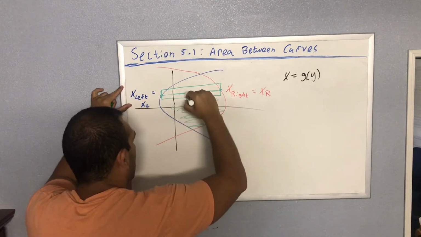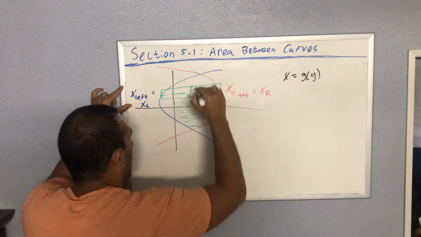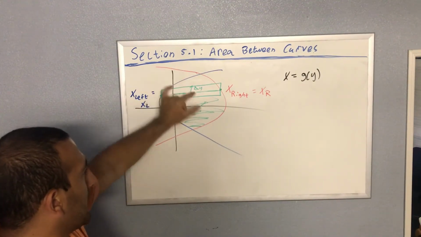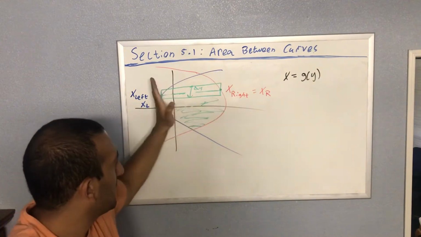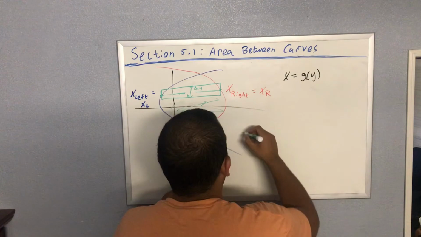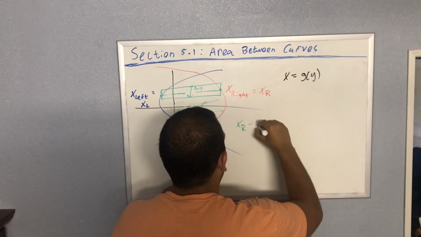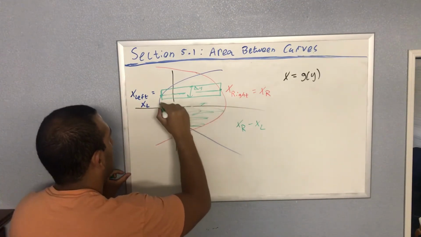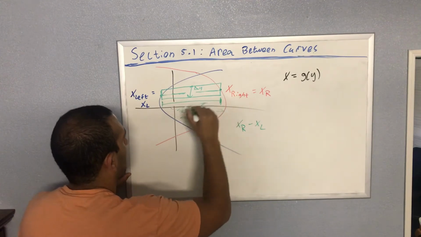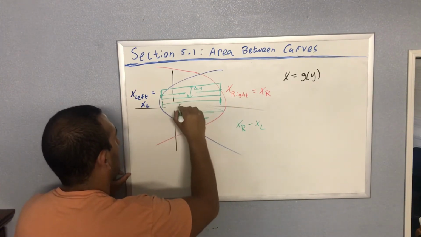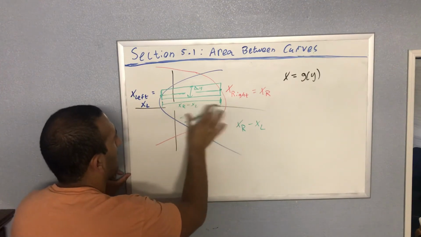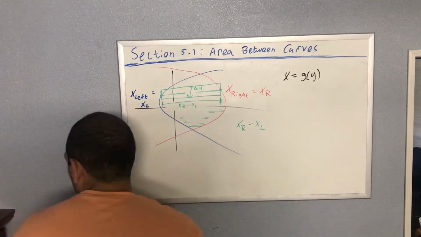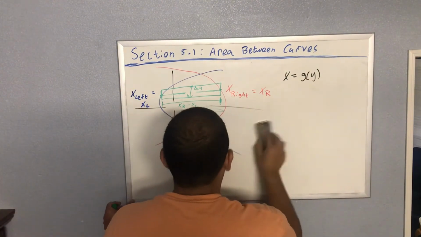So maybe let me erase some room. This is a delta y. And how big is this? That is x r minus x l. This distance here, from here to here, that's exactly x r minus x l. So you take the right function minus the left function. And so now it's very quick to see what the area becomes.